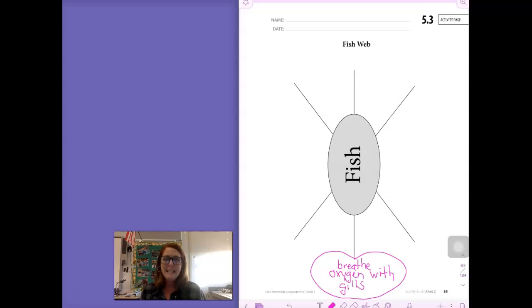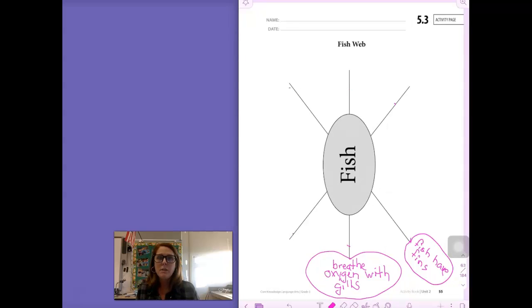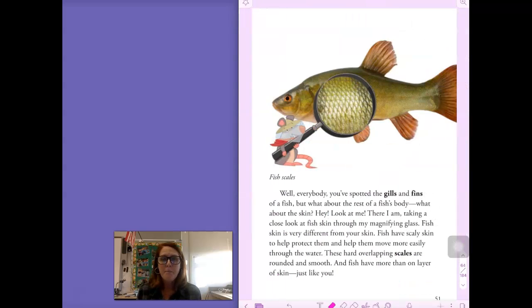So what's the last thing that we could fill in on our fish web here? And I think this is the one that I need to do. Yeah, we could add that fish have fins that help them move, and they have several different kinds of fins. So go back through the video if you need to make sure that you have all of your spokes filled in with a fact about fish. And let's continue our reading.